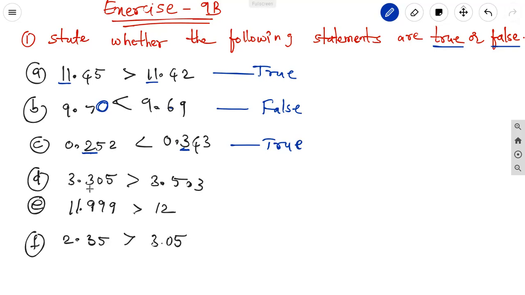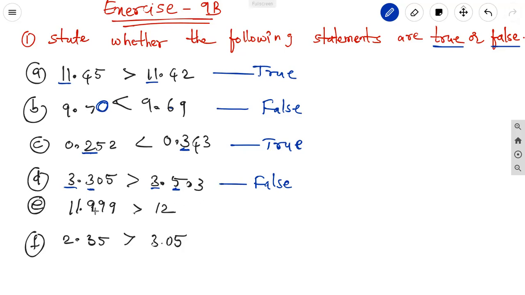Here 3.305, 3.503, both are like decimals. Decimal whole part is same. 10th digit 5 is greater. Actually, that is false. 5 is greater, but the symbol is less. We get less symbol, but they have given greater symbol.